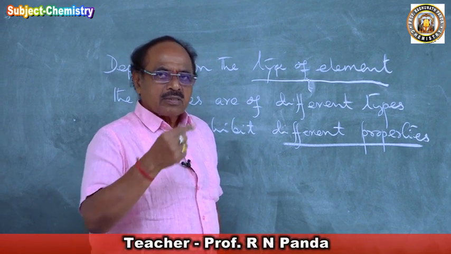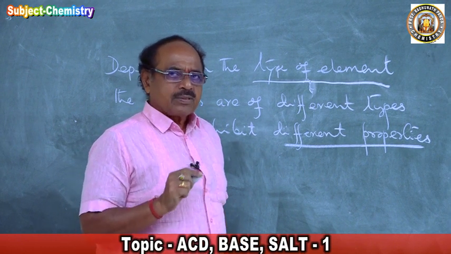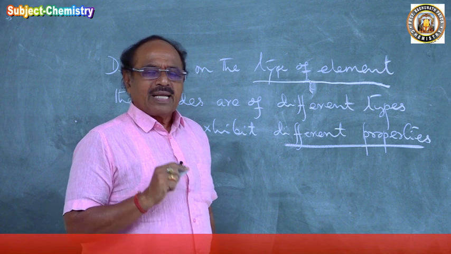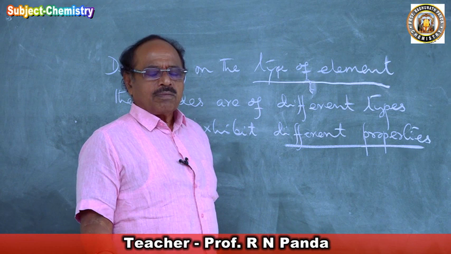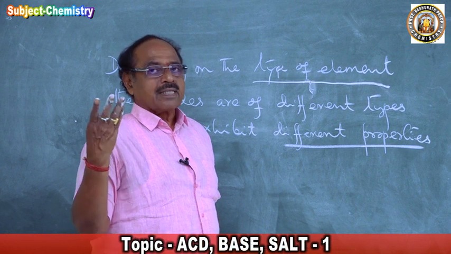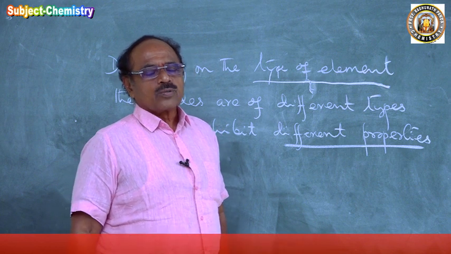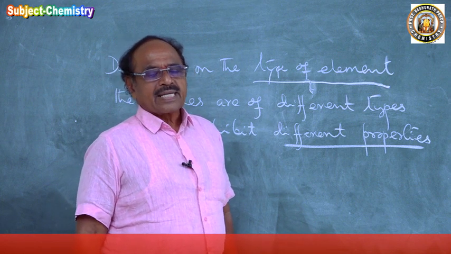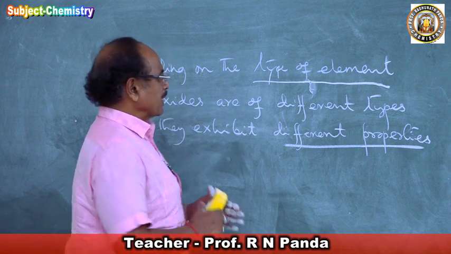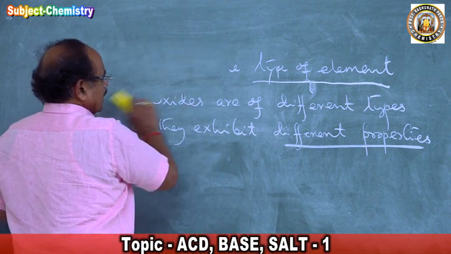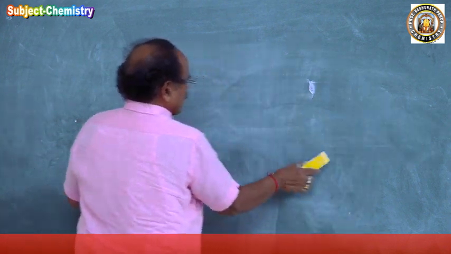So now you see, they belong to the same group of the periodic table. They have 4 electrons in their outermost shell. They will exhibit the same type of valency. The formula of the oxide is the same, but the nature of the oxide is different, because the tendency to lose electrons or gain electrons is different for different elements. So depending upon the type of element, the properties of the oxide formed differ.